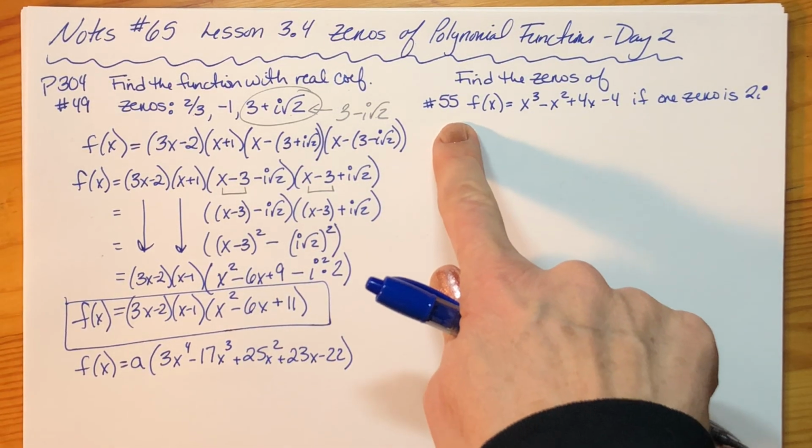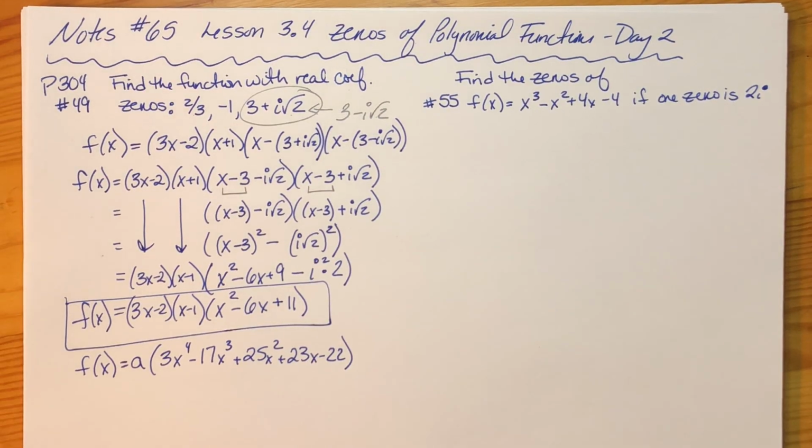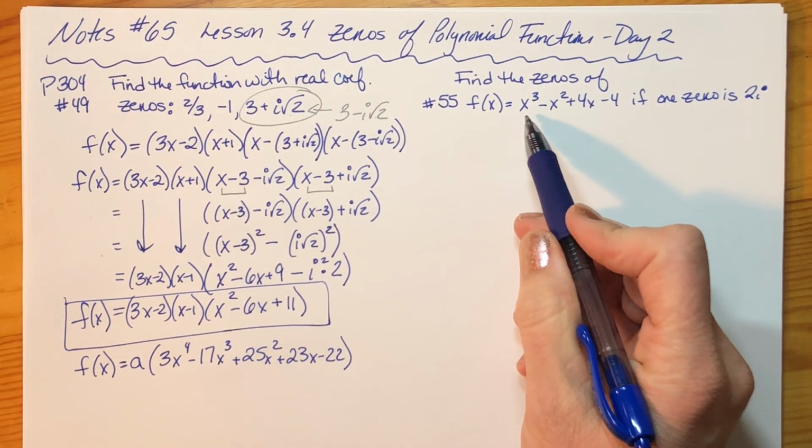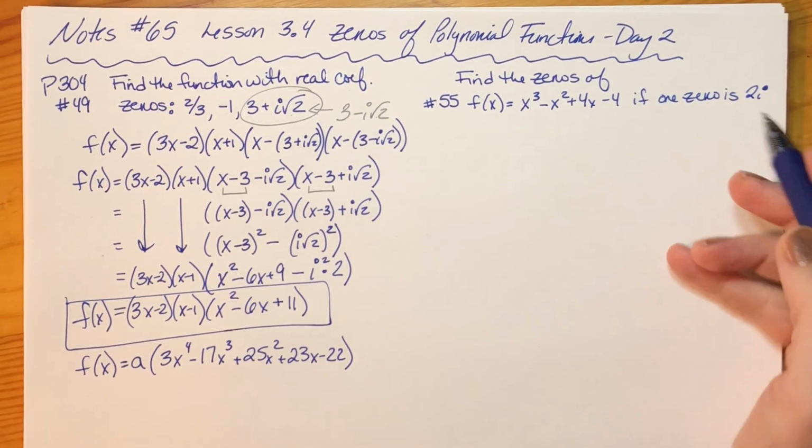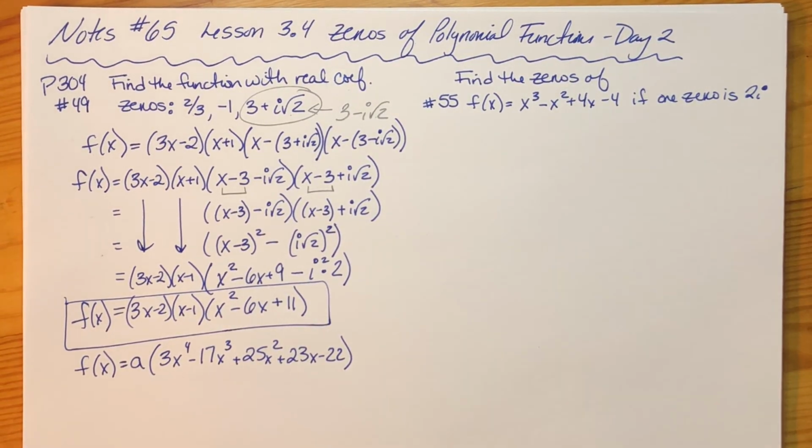Number 55. You're going to love this one. You're going to just love this one. This one, I'm going to give you the function x to the third minus x squared plus 4x minus 4. And I'm going to tell you one of the zeros is 2i.